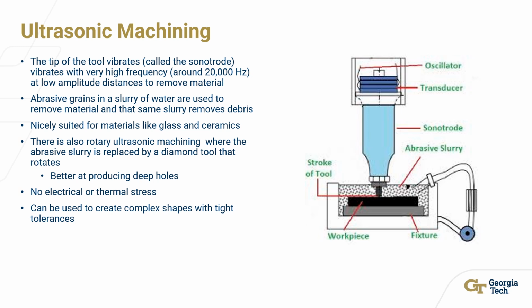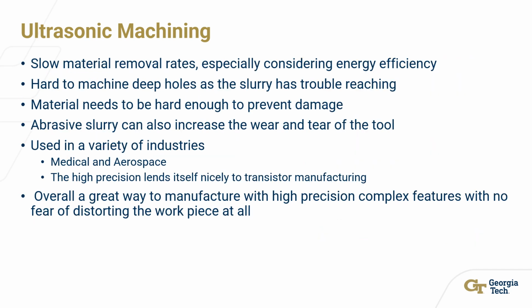So it's a very good method for materials like glass and ceramics. There's also an alternative. Instead of the abrasive slurry, using a rotating diamond tool can be much better at producing deep holes. Similar to electrochemical machining, it also has no thermal stress, so it's a good way to use on materials that are sensitive to heat, and you can create very complex shapes with tight tolerances and high precision. One drawback is the material removal rate tends to be pretty slow, especially considering the amount of energy used to remove that little amount of material.